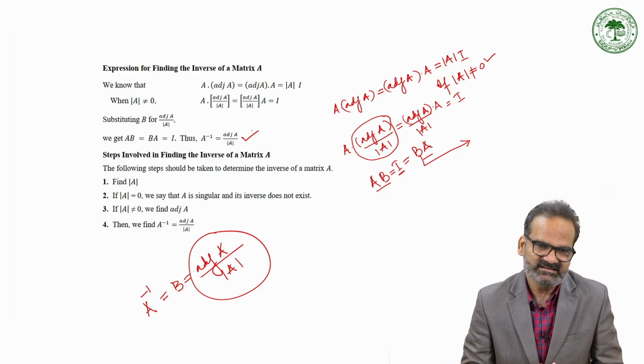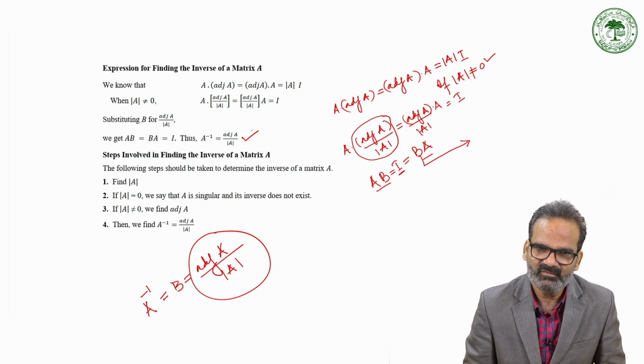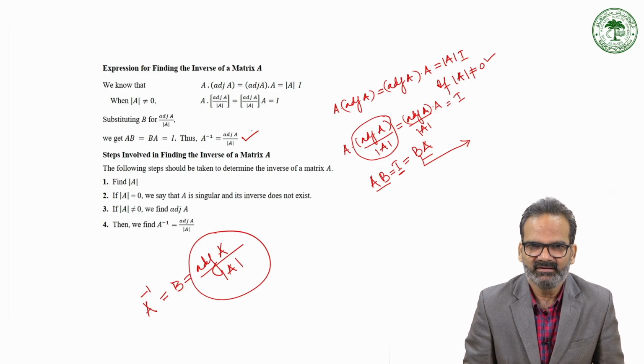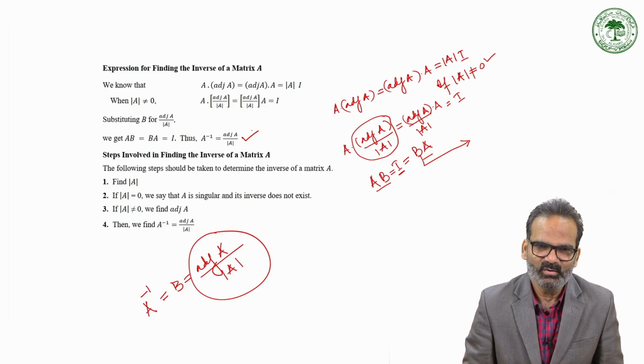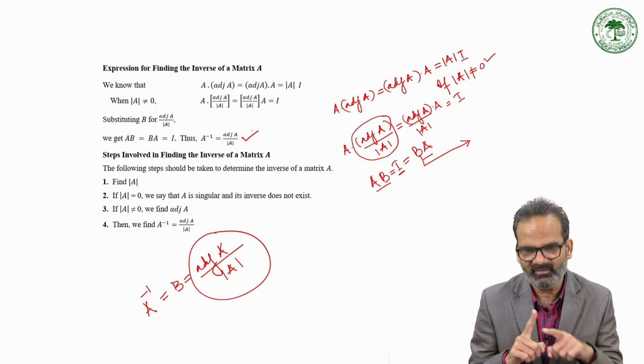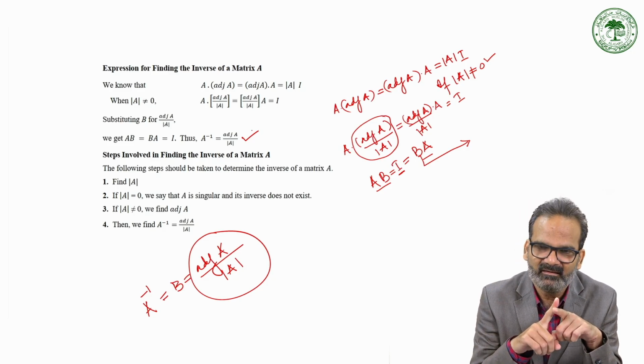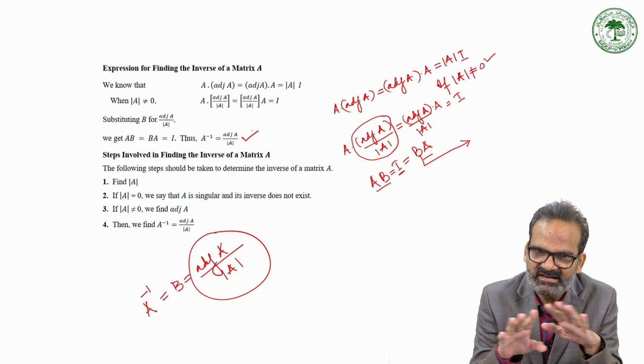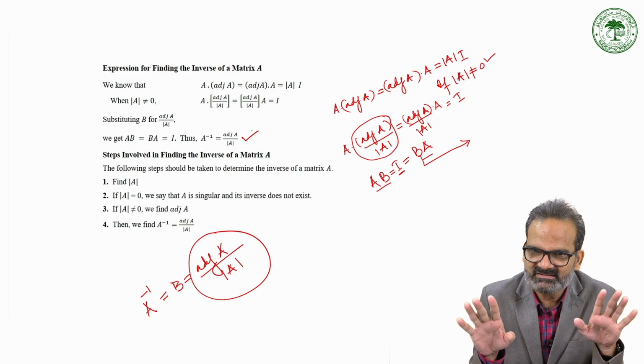The next stage is what? Steps involved in finding the inverse of a matrix. What are the various steps required to find out the inverse of a matrix? The following steps should be taken to determine the inverse of a matrix. Step 1, find out the determinant of the matrix. Step 2, if determinant is equals to 0, we say that A is singular, inverse will not exist.